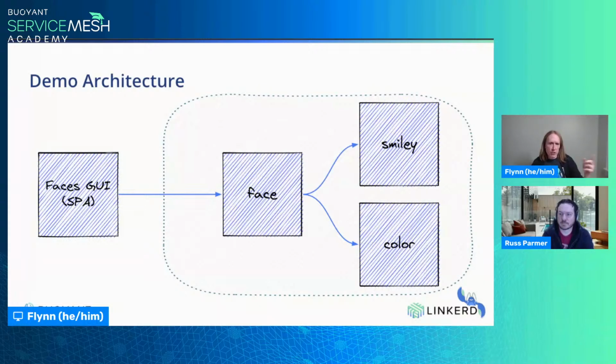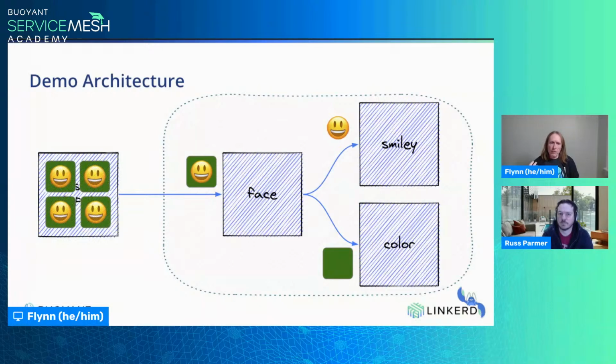The face service in turn talks to the smiley service and the color service. The smiley service should always return a smiley face. The color service should always return the color green. The face service is going to put those together. And so what we should be seeing is a grid of smiley faces on green backgrounds. I'll go ahead and tell you up front, there will be points in this demo where that is not what we see, but that's what we're supposed to see when everything is working right.